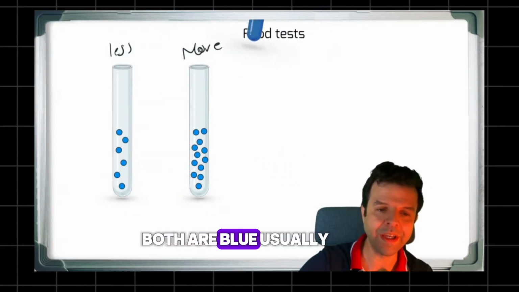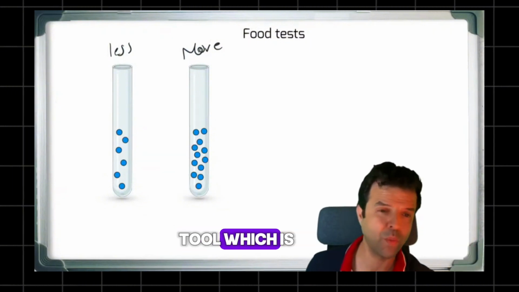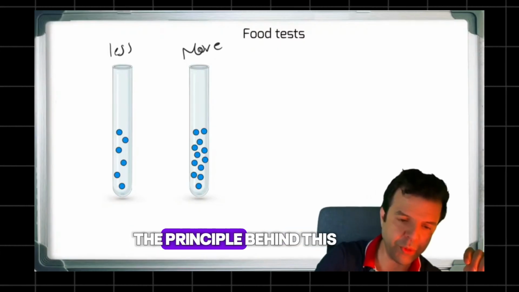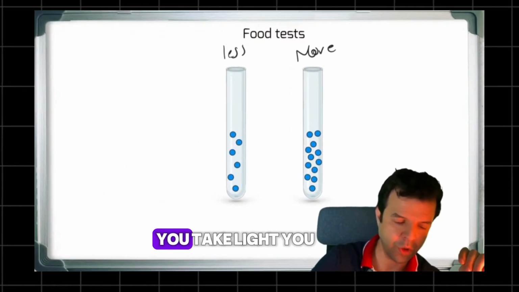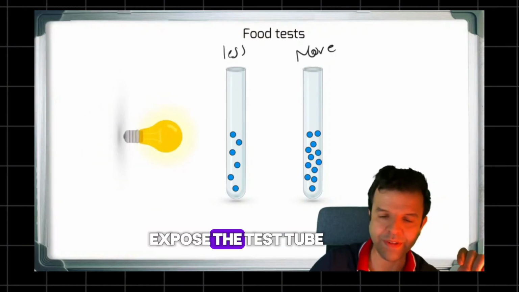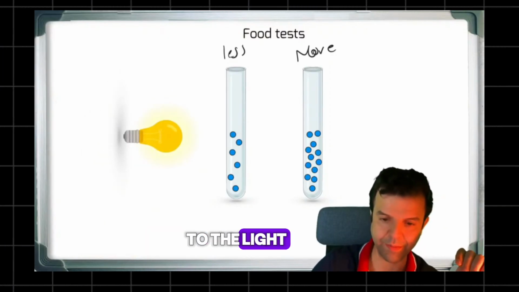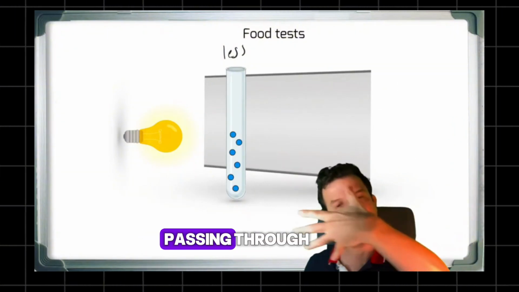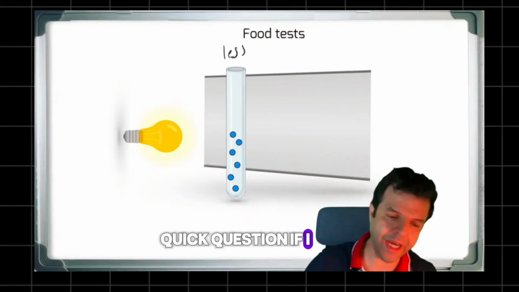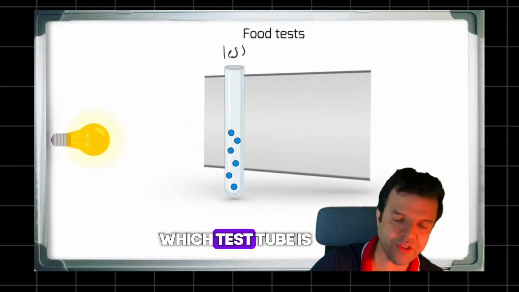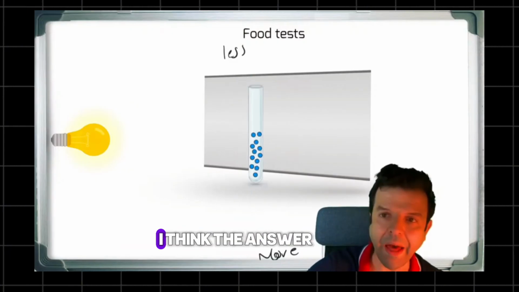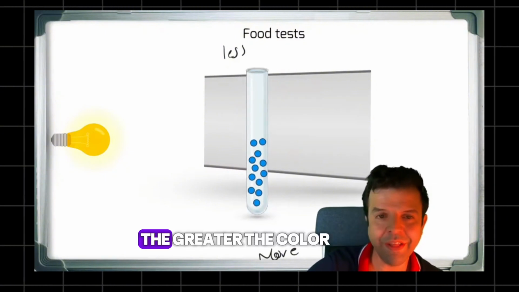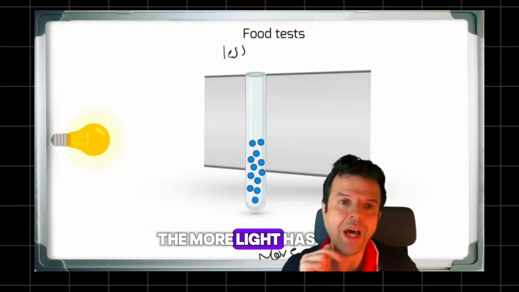Both are blue. Usually there is a certain tool which gives me numerical values. Always, numbers don't lie. The principle behind this tool is like this. You take light, you expose the test tube to the light, and in the background, you detect how much of the light is passing through. Quick question. If I am exposing this to the light, which test tube is likely to block more light? I think the answer is quite simple, right? Because this has more color. The greater the color, the more light has been blocked.